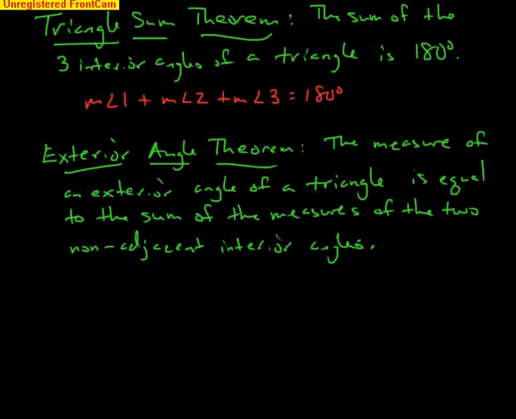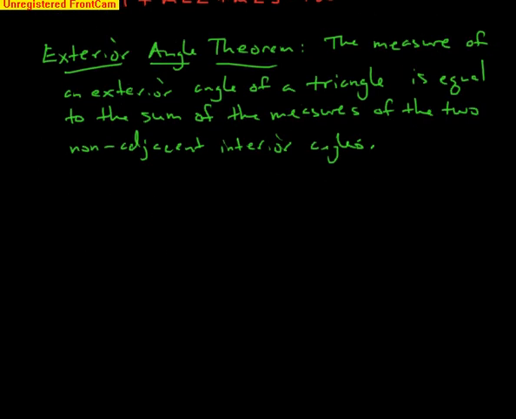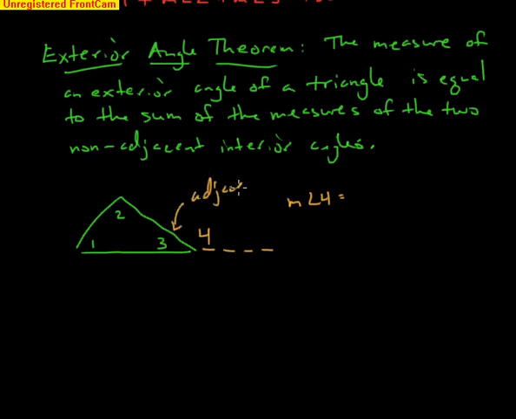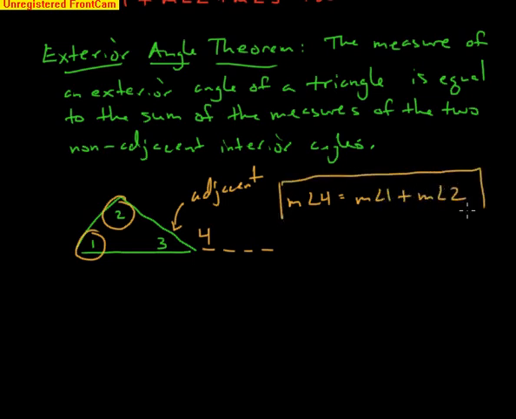So let me draw the picture down here just to show you again. So here's 1, 2, and 3, and let's extend this side and call this angle 4. Angle 4 is the exterior angle. The measure of angle 4 equals the sum of the 2 non-adjacent interior angles. Angle 3 is adjacent with angle 4. So the two non-adjacent are angle 1 and angle 2. So that's exactly what the exterior angle theorem says.